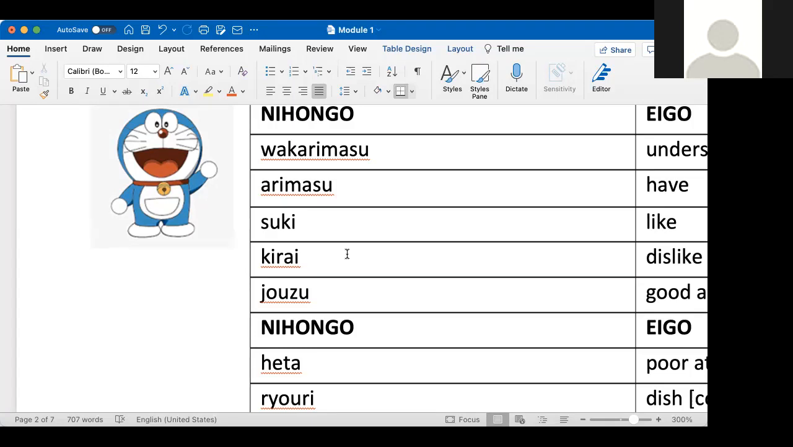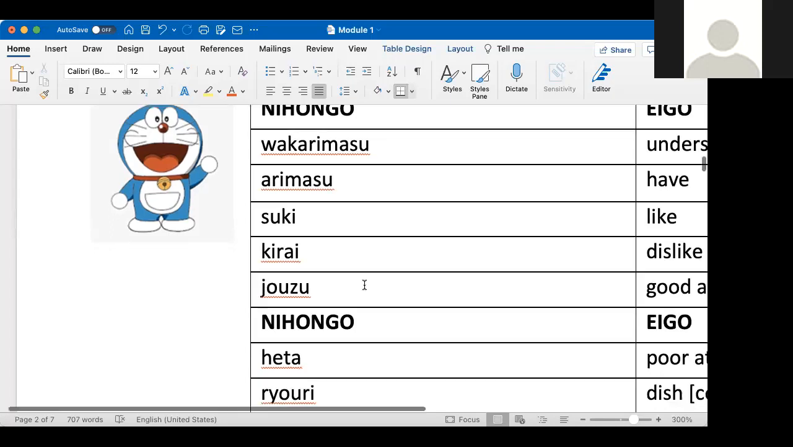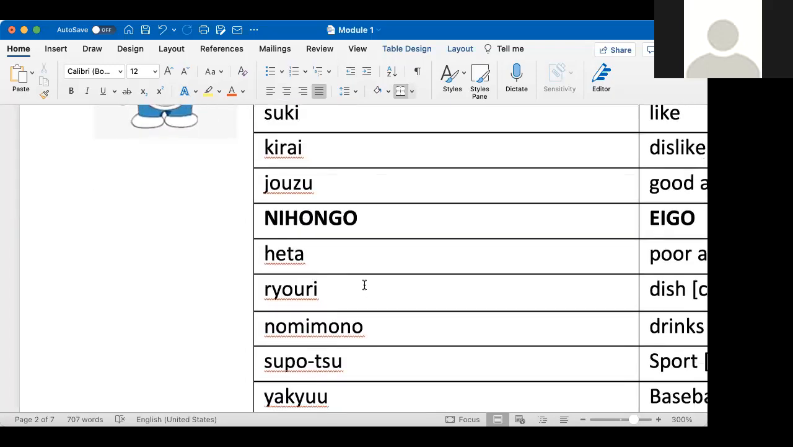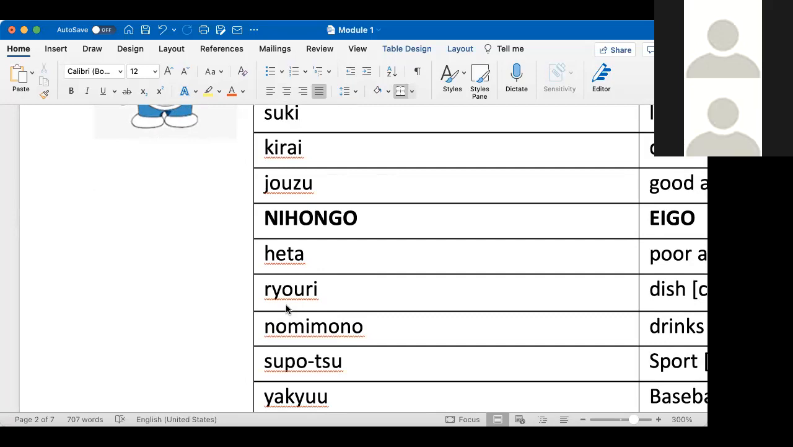So yung jozu, sa sinabi ko kanina, ito ibig sabihin nito ay good at. Okay? So halimbawa sa jozu, sasabihin ko watashi wa uta ga jozu desu. So ang ibig sabihin nito, I am good at music, no? Or singing. Good at singing. Watashi wa uta ga jozu desu.